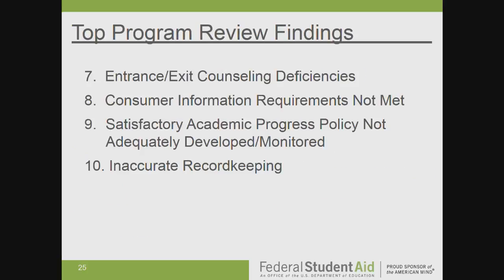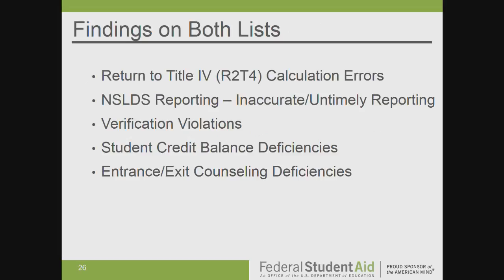In the last 2 years, we've had findings that were tied. This year, all the findings stand alone. All the findings on the top 10 program review list were on the list last year. They are just in a different order. These findings appeared on both the audit and the program review list. This could possibly mean that corrective actions are not being implemented.